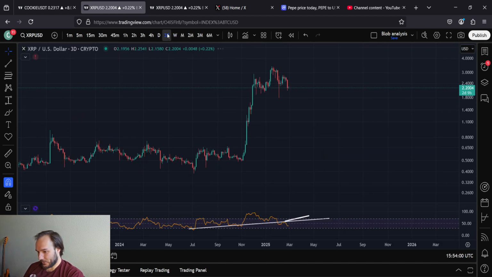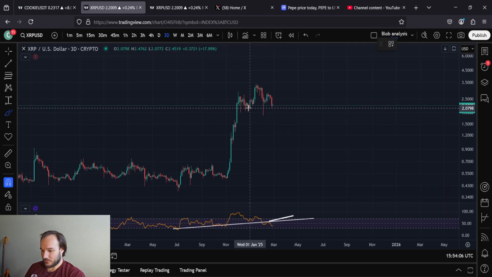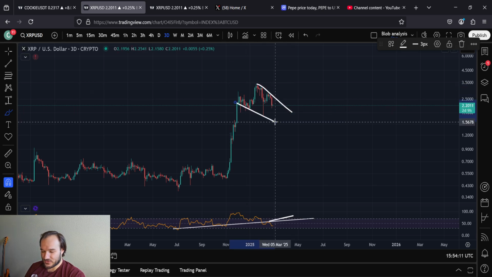Let's look at the 3 day time frame real quick. I don't know what XRP is playing at here, right? I really don't know. At first we were assuming it was in a bull flag, then it was in a pennant, it broke out. Like what are you in? Are you in some kind of bull flag now? It doesn't seem like a bull flag.